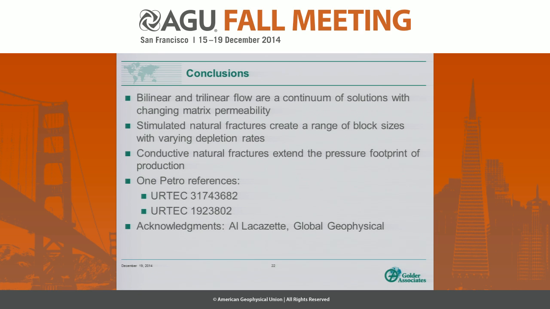So some conclusions. Well, first of all, bilinear and trilinear flow are a continuum of solutions with changing matrix permeability. That's for the case where you have constant spaced, constant length fractures, which I'm not sure we have, but that's one way to view these things. If we have stimulated natural fractures, we will create a range of block sizes that gives you something between the depletion and the linear flow of the trilinear flow model. So we get something in between as we get a spectrum of block sizes.